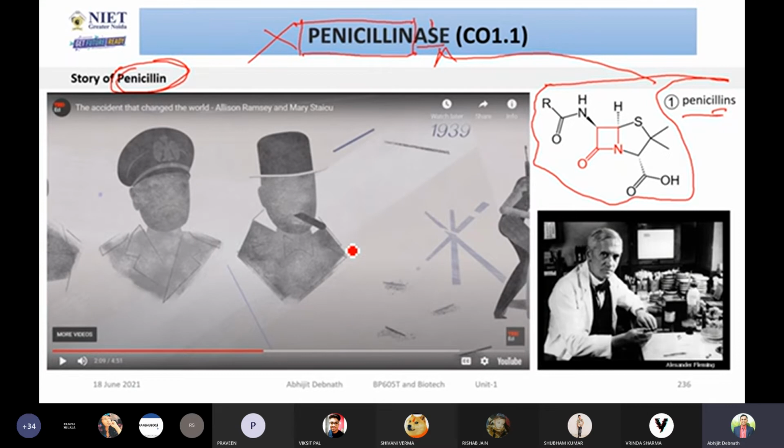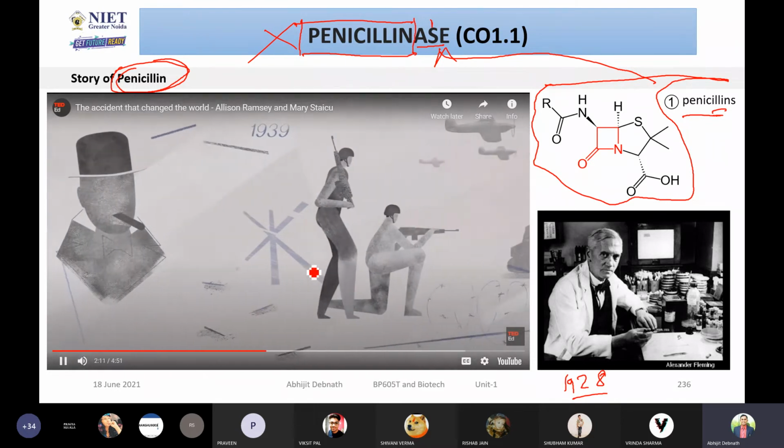See, that time, he actually discovered it in 1928. He discovered that penicillin. So after almost 10 years, the Second World War actually broke out. I hope you will remember Hitler, Mussolini, and Stalin, they were actually fighting. So during that time, lots of soldiers actually suffered from lots of microbial diseases, like bacterial diseases. So they needed some drug which may cure them. So that time, penicillin actually helped.